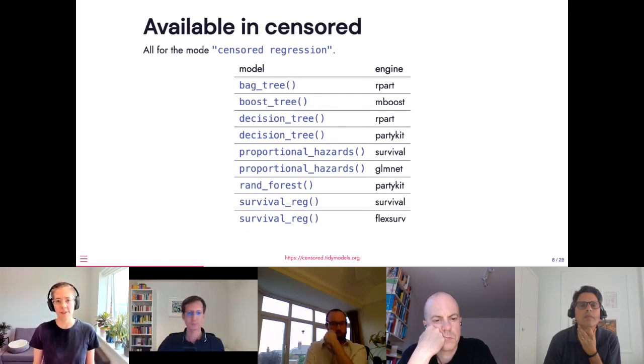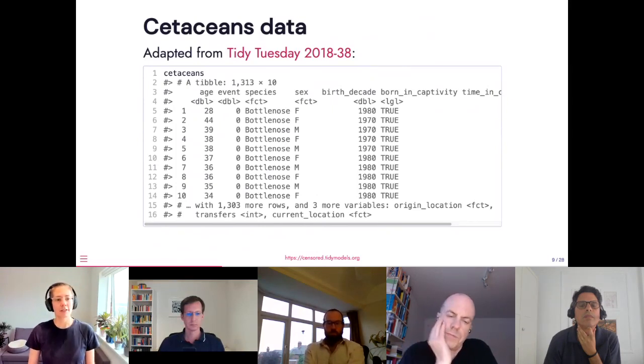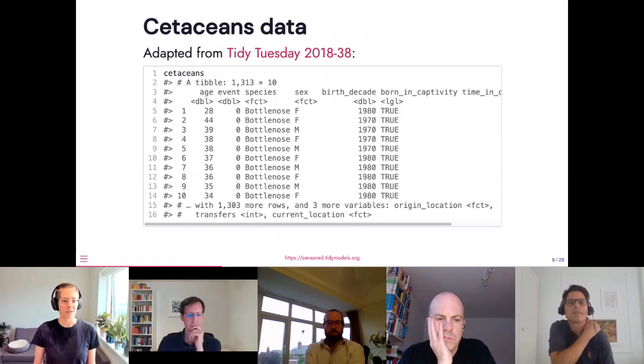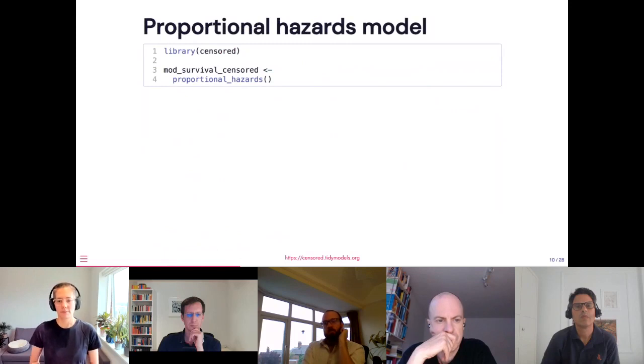So let's apply some of these to some data. I got some cetaceans for you today. These are dolphins and whales living in captivity in the USA. This is adapted from a Tidy Tuesday dataset from 2018. And the response is the age, how long these dolphins or whales lived or have been living. The event variable tells you whether they already died, sadly, or whether they're still alive, and a couple of other ones: species, sex, where they're located, where they're originally from, how many transfers they've had between different locations, and so on. So let's go with the proportional hazards model, since it's such a classical survival model.